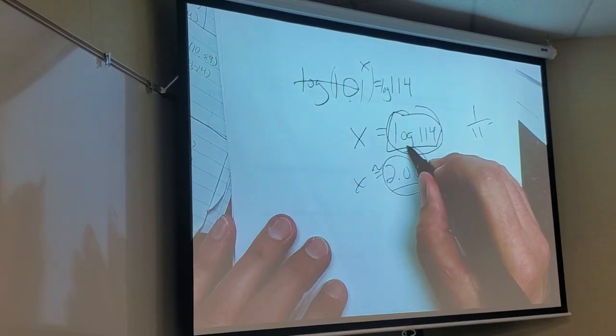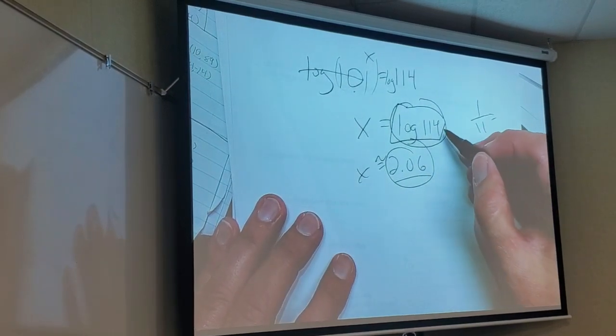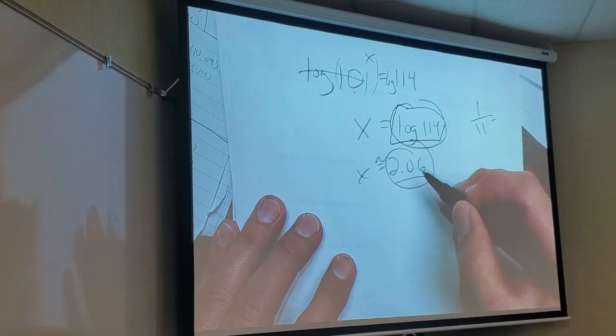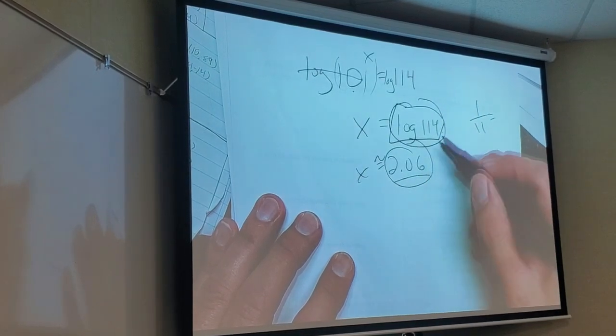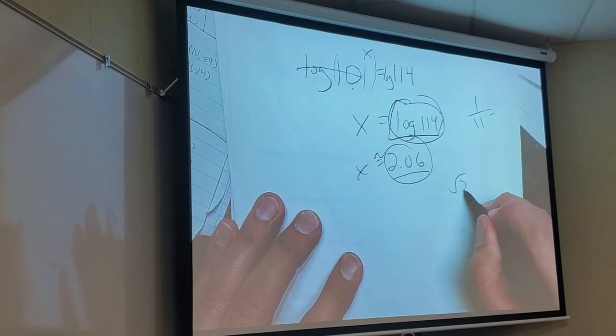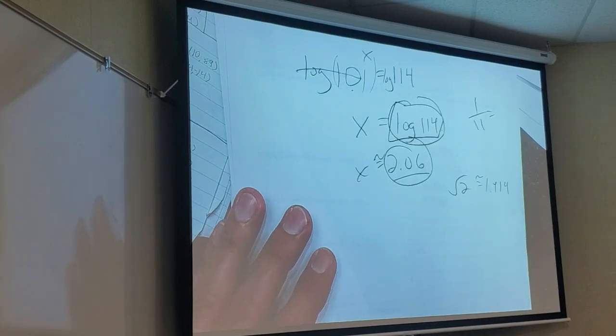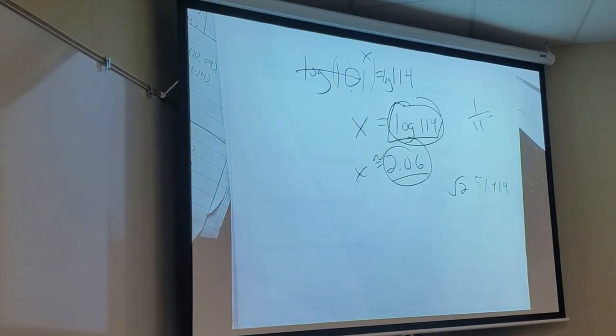Be really careful. I can't remember if the homework does that, but on a test I'm going to say, give me the exact answer and an approximate answer. That's what I mean. Sort of like square root of 2 is the exact answer, and 1.414 is the approximate answer. Same idea.